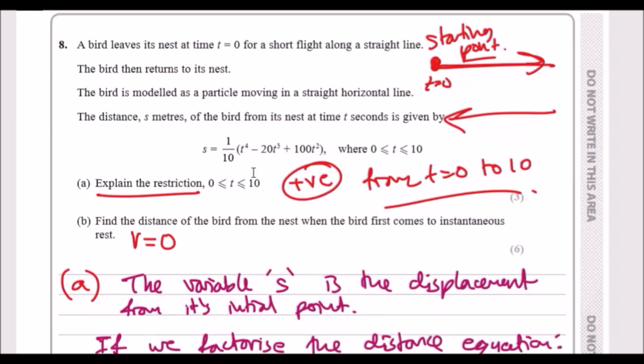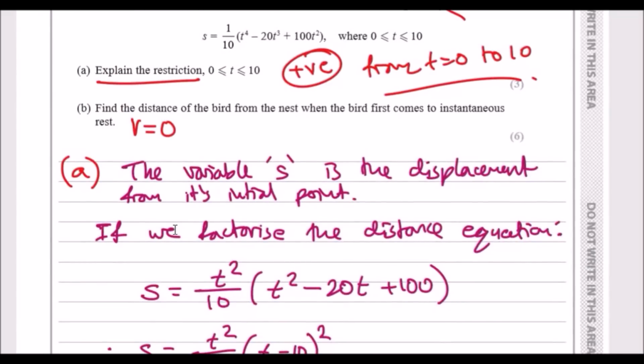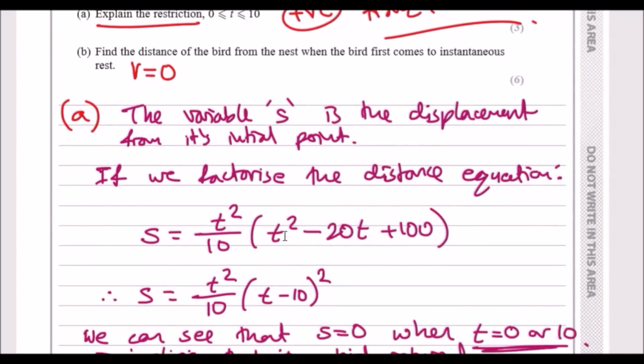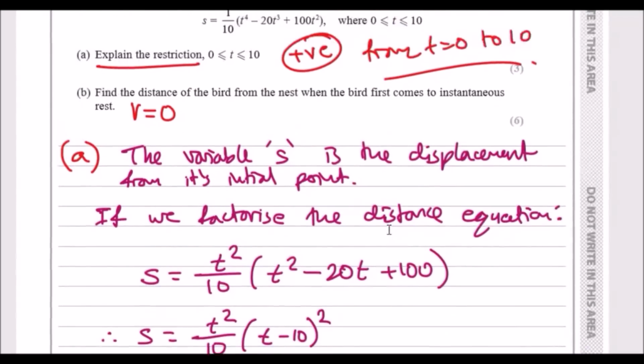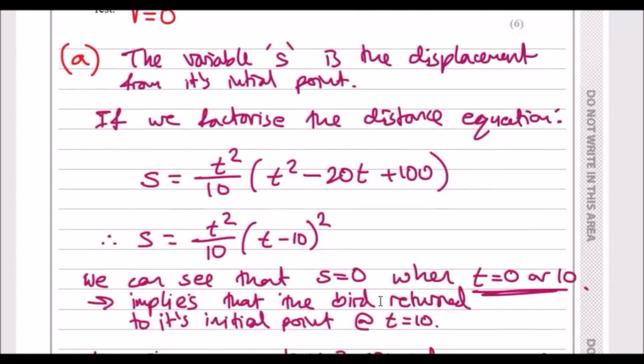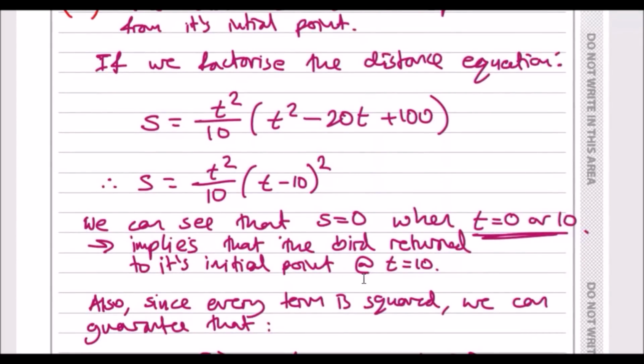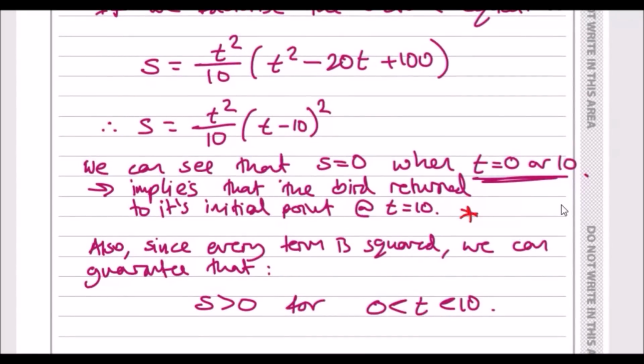So yeah, you could just do algebra, factorize this, simplify this expression. I took out t squared and then factorized the inside and realized it's a quadratic with (t minus 10) squared. And then you can clearly say that when the displacement is 0, basically when it's at its nest, this occurs at time 0 from its starting point, or time 10 when it returns. That's really it. And of course, like I said earlier, s is positive between these values because why? Mathematically speaking, every term is squared. So any value here will return a positive value, so it's positive.